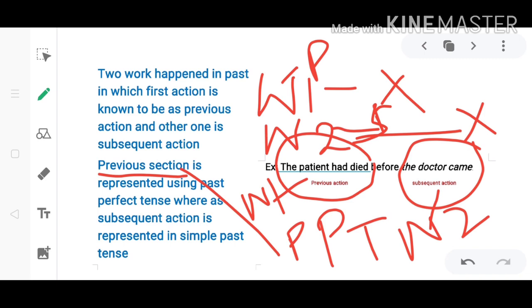The work which is completed before is known as the previous action. Here the death of the patient is the previous action and the coming of the doctor is the subsequent action. So we can say the patient had died, which is the previous action, will be shown using past perfect tense. Always remember, if two works happened in the past in which one is completed before the other, the action completed first will be represented using past perfect tense.